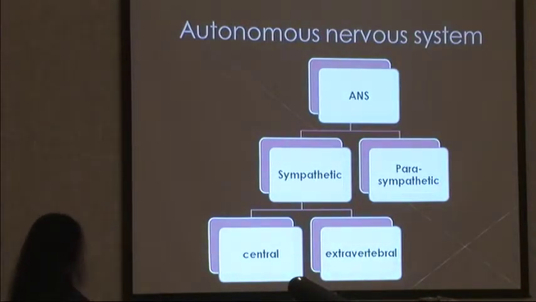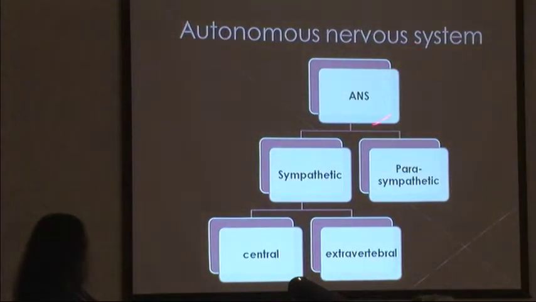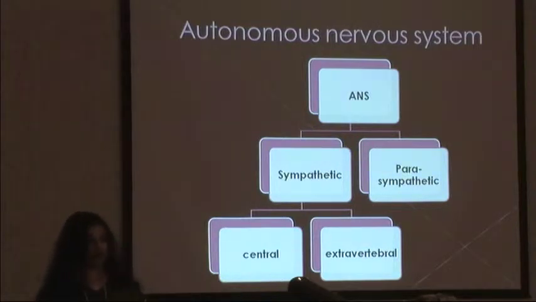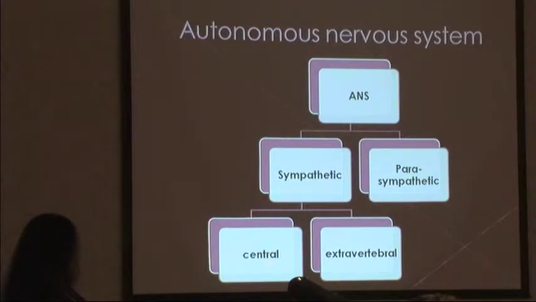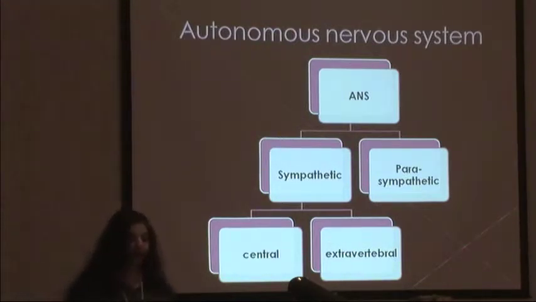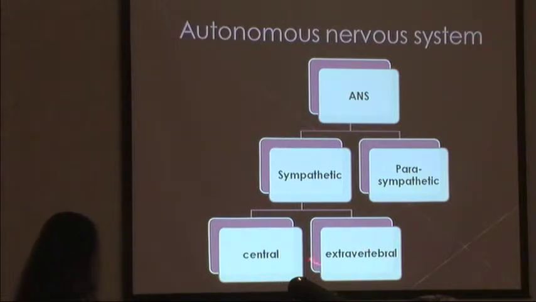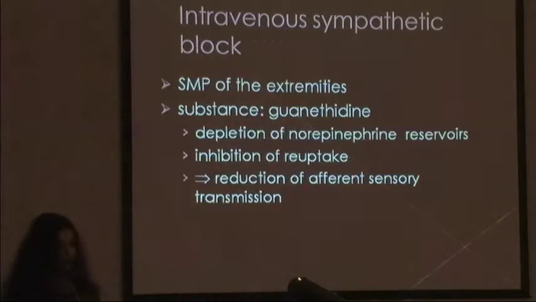Now, for sympathetic blocks, you've heard already that we have the autonomic nervous system. It's divided into the sympathetic and the parasympathetic nervous system. And we find the sympathetic nervous system centrally and extravertebrally. And this is what I'm going to talk about mainly.